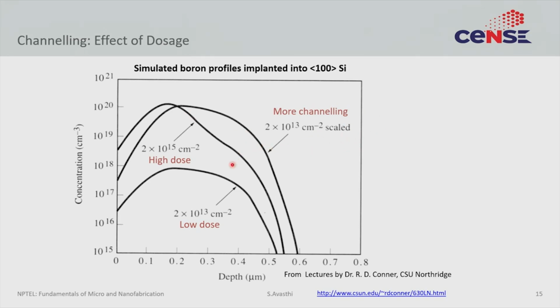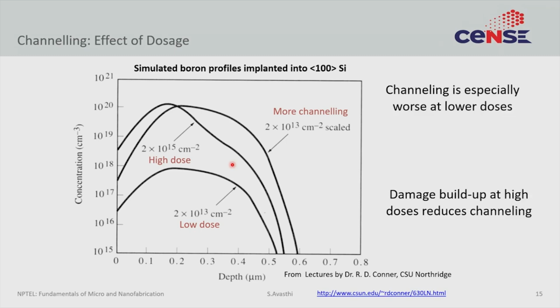than the higher dosage case, and that is what the typical profile looks like. The channeling phenomena is higher at low dosage than it is at higher doses. And why does that happen? That is partly because of accumulation of damage.